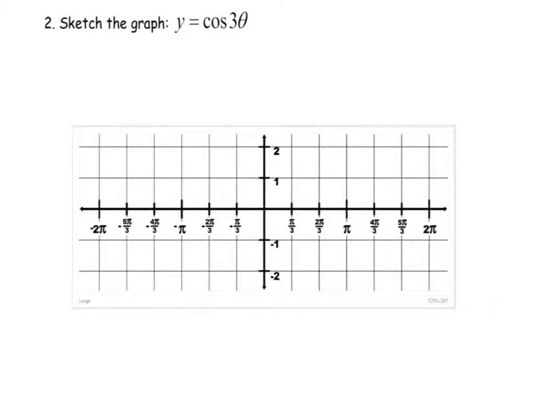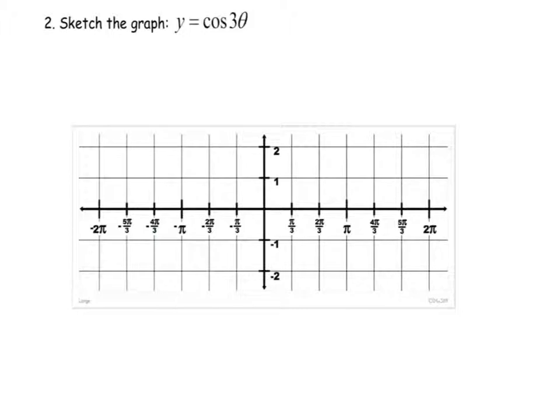In this next example, we'll have to sketch the graph y equals cosine 3 times theta. So in this case, the amplitude, which is the multiplier of the cosine, is 1, so the amplitude will be 1. But the graph has to be shrunk 3 times smaller, so that means I will need to fit 3 cosine graphs over the 2 pi period.